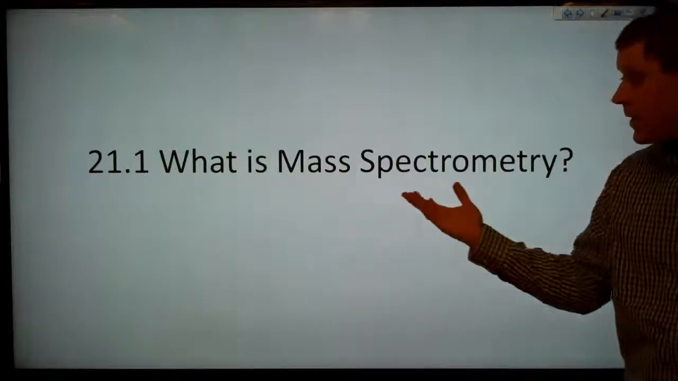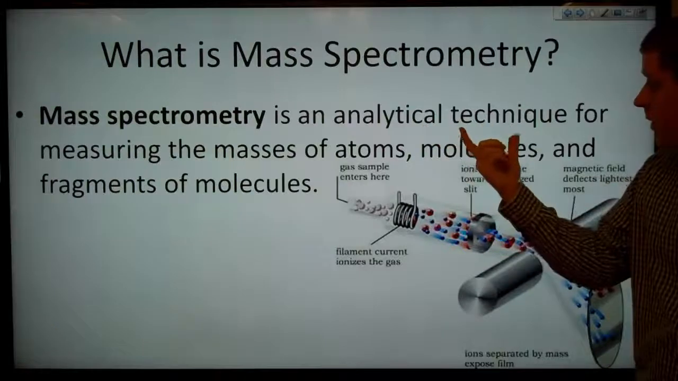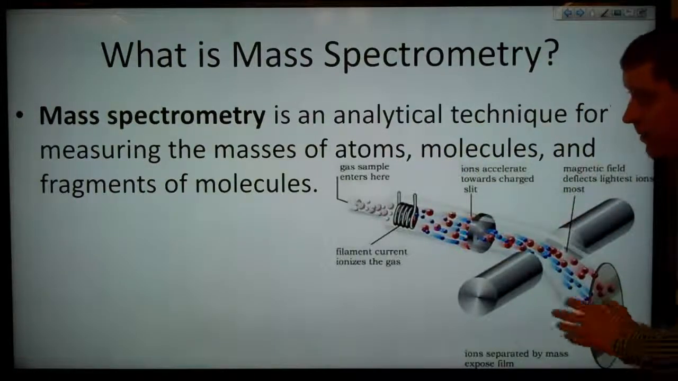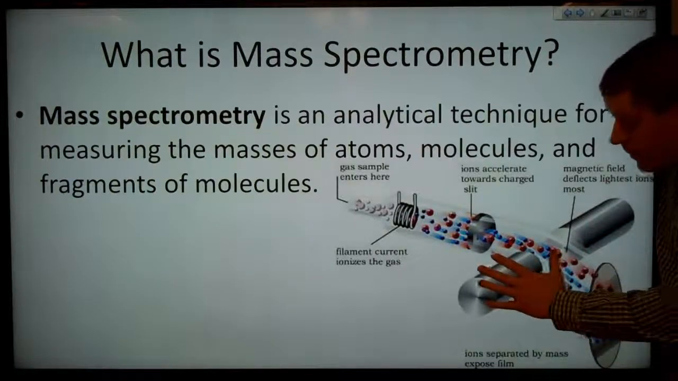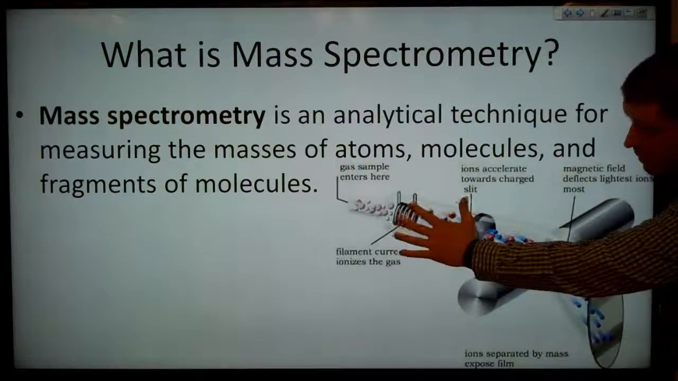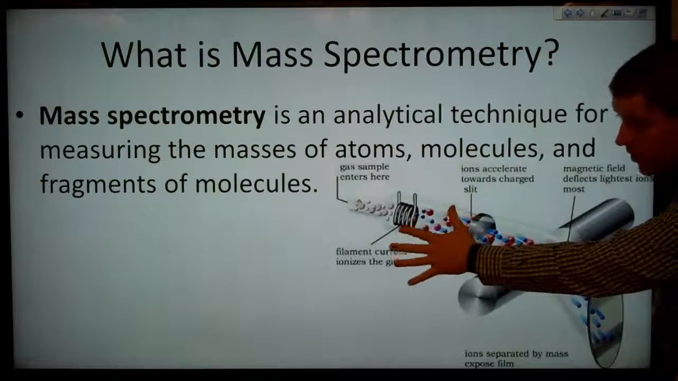Welcome to What is Mass Spectrometry? So mass spectrometry is an analytical technique for measuring the masses of atoms, molecules, and fragments of molecules. In general, we have some ions come in. We have to ionize molecules or fragments of molecules over here.